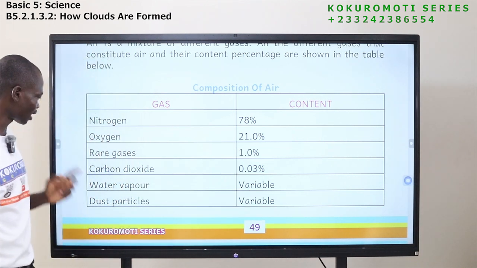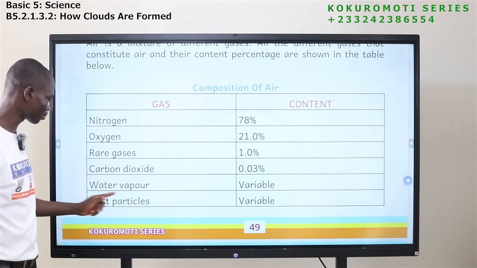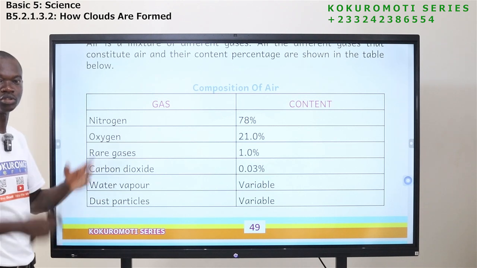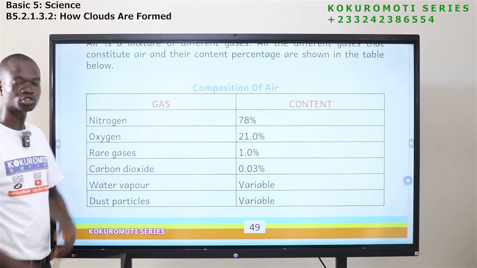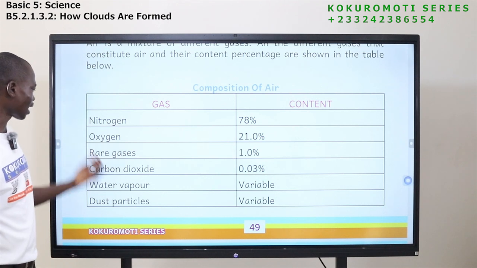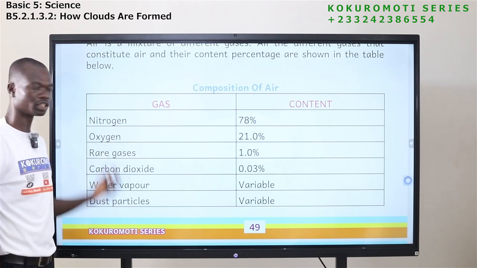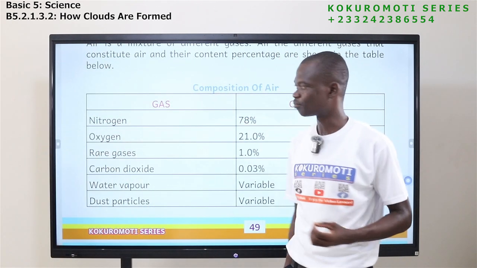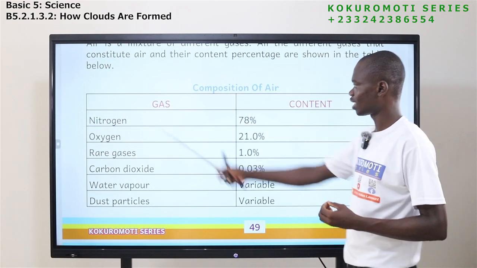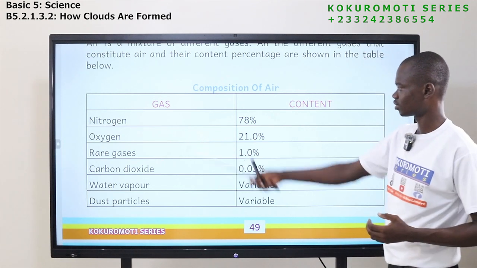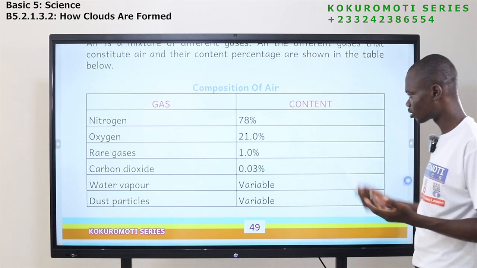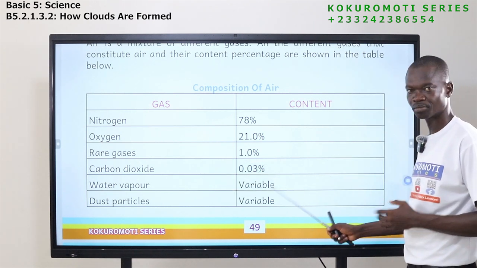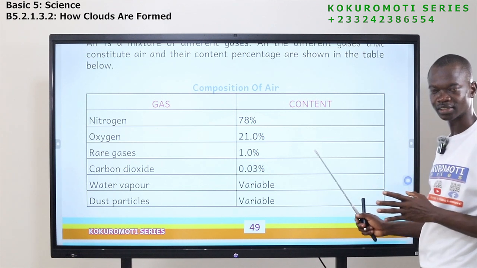So you should understand that even water vapor and dust particles are parts of the air that we breathe, the air that we use. Carbon dioxide is also part. Oxygen is part, rare gas is part, nitrogen is also part. Among all the gases, which of them has the highest percentage? Nitrogen, followed by oxygen, and then the rare gas, that is argon, is one of them, then followed by what? Carbon dioxide, which forms 0.03%. So you should understand this.